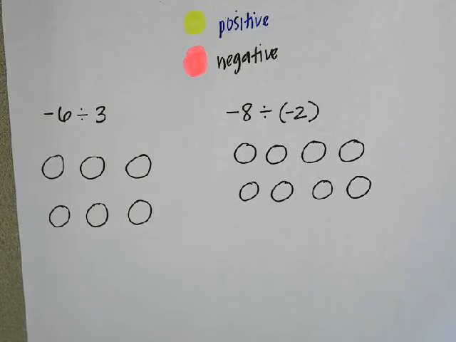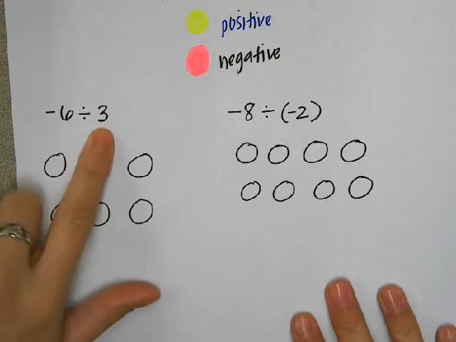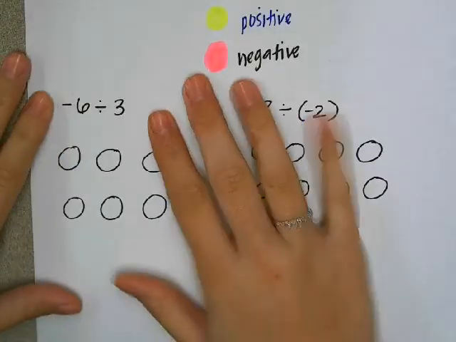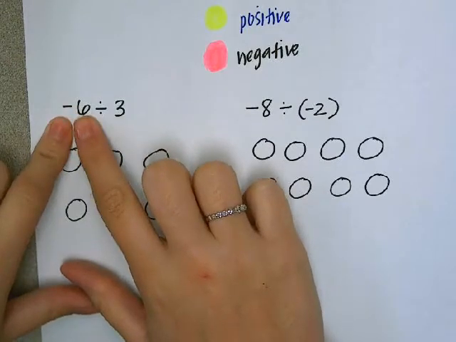Start working with positives and negatives now with division. So I have -6 divided by 3. We're going to start off with our dividend, right? The dividend is going to tell us what color we are.